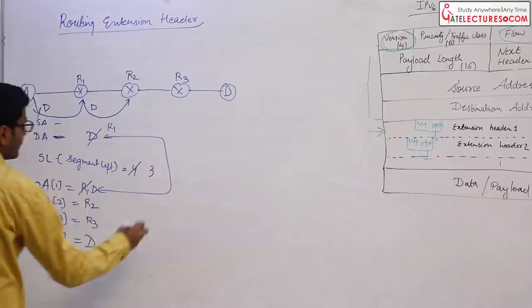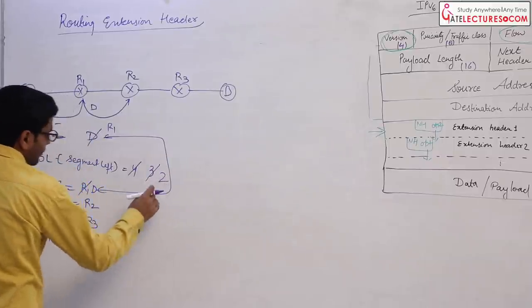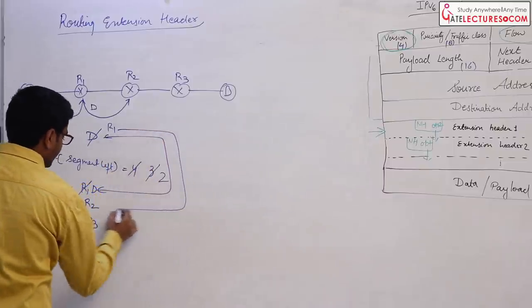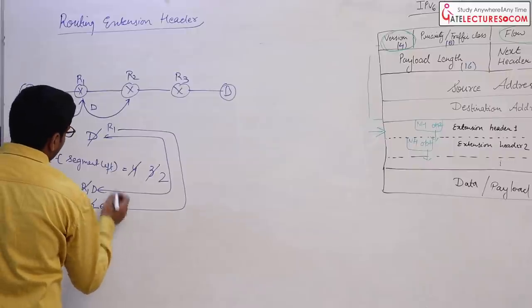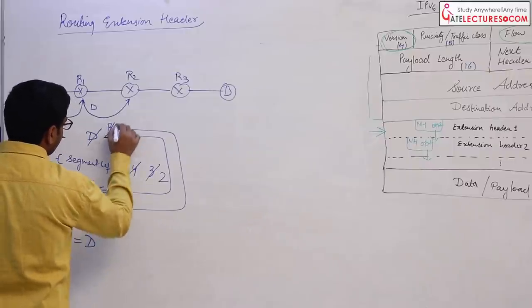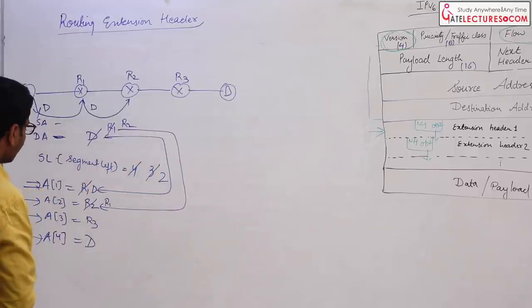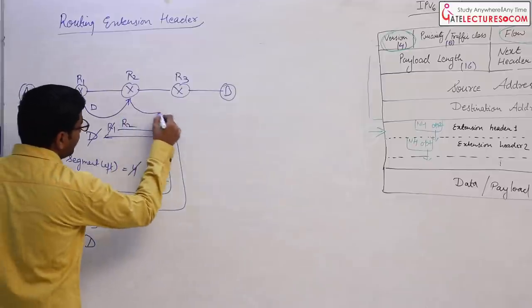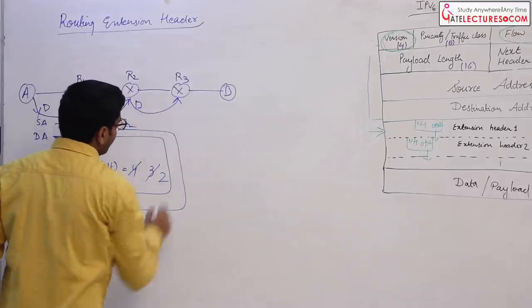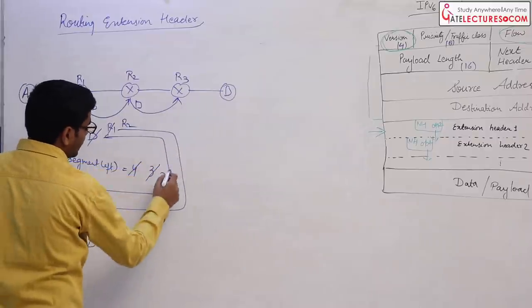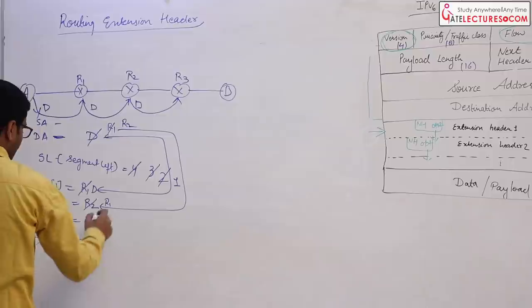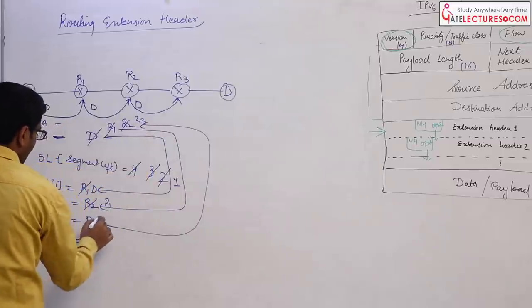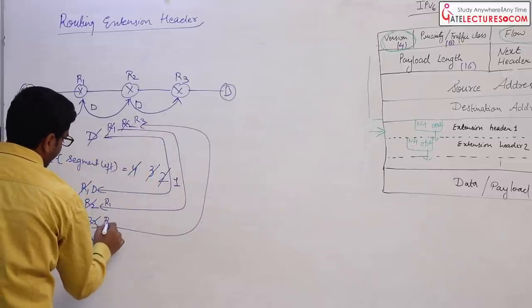When it has reached R2, the segment left will be decreased by 1, so it will become 2, and now the address R2 will be swapped by this address. So R1 is stored here and R2 is gone there. Fine. So the next address to be visited is R3, and the packet will be transferred to R3. When the packet reaches R3, the segment left will be reduced by 1 and its address R3 will be swapped by this address. So R3 will come over here, and the address present before was R2.